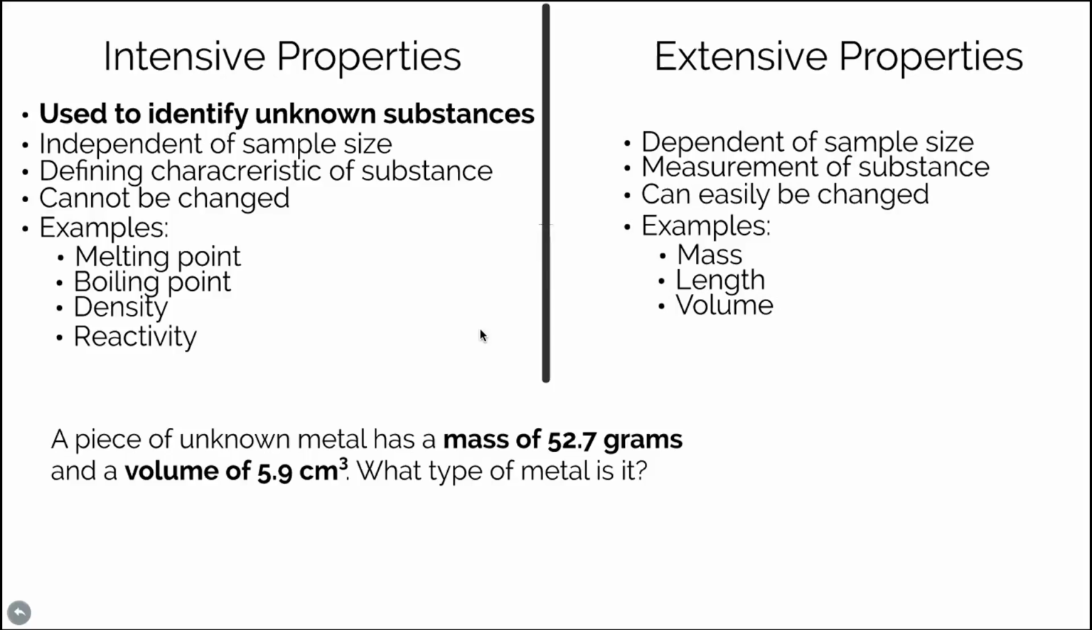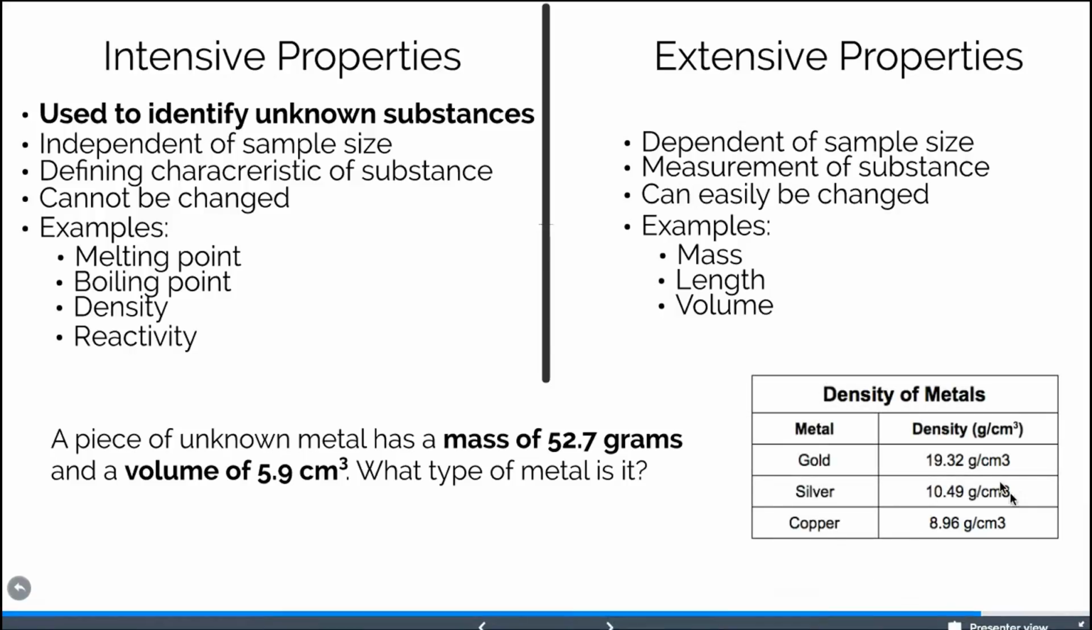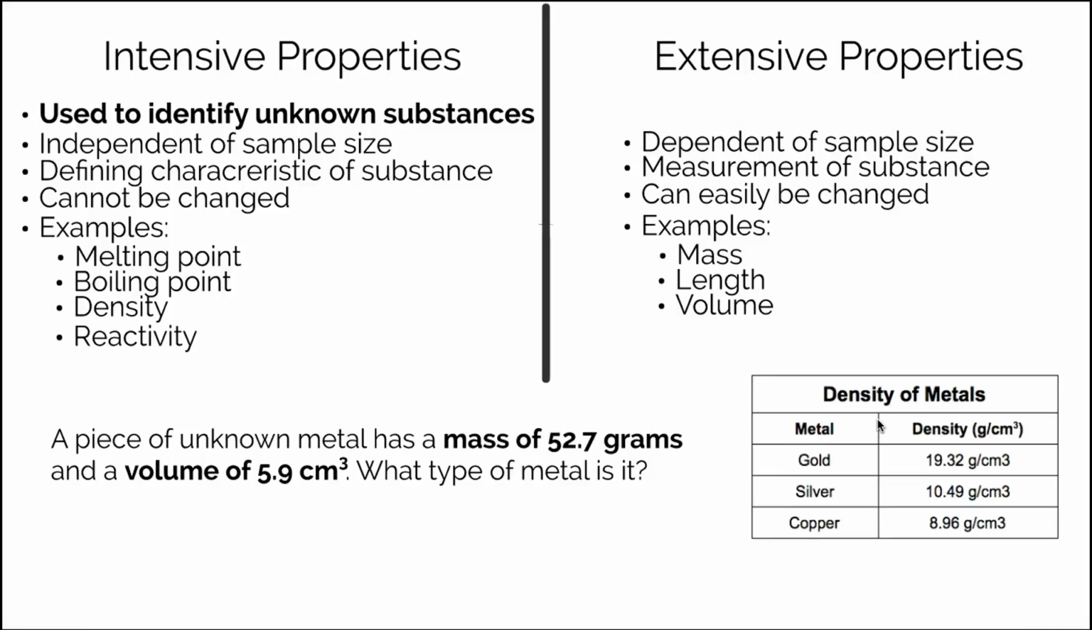All right, so let's look at this example for our intensive properties. Let's say that you have a piece of metal, you don't know what it's made of, but you do know that its mass is 52.7 grams and its volume is 5.9 centimeters cubed. Now, from that information, can you tell what type of metal it is? Yes, you can. Even though you have these extensive properties and they don't really help you to identify a substance, you can take both the mass and the volume and calculate the density from it. Now, you know that density is an intensive property, and so knowing this density could tell you what your metal is.